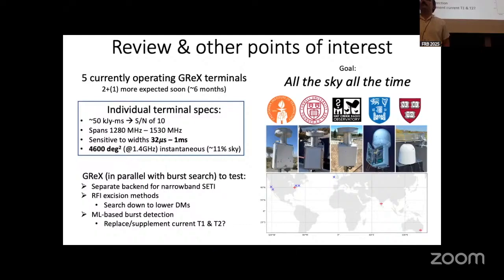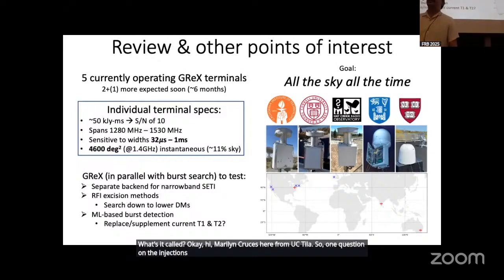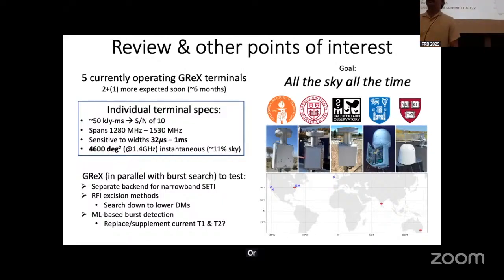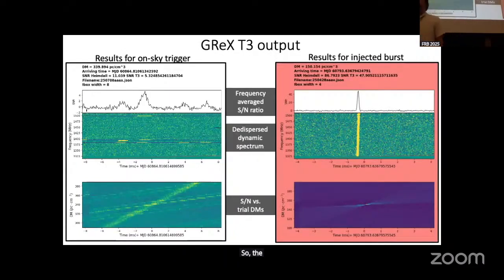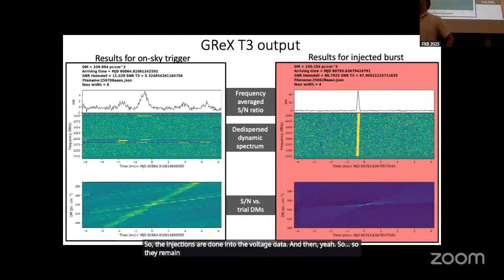Oh, well, I have 2 questions, but they're very brief. Hi, Marilyn Cruces here from UC Chile. So one question, the injections are all done in digital, or do you also have some analog injections? Right, yes. So the injections are done into the voltage data, so they remain in there in the voltage dumps.